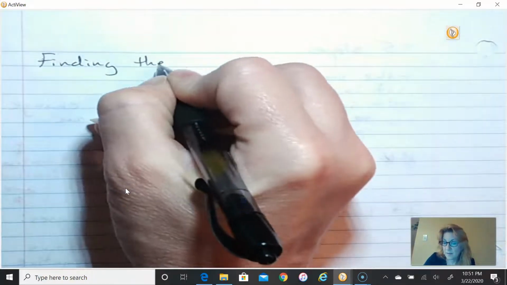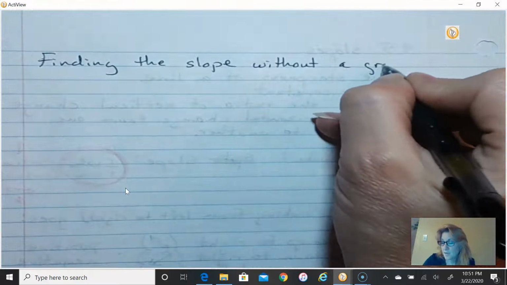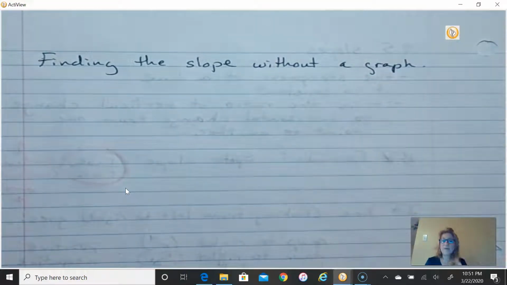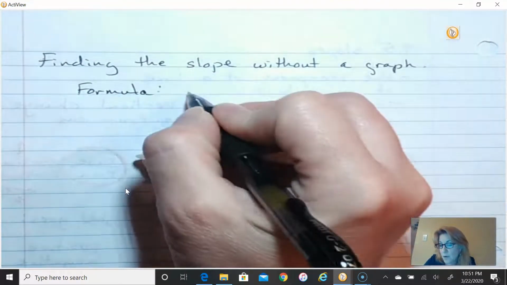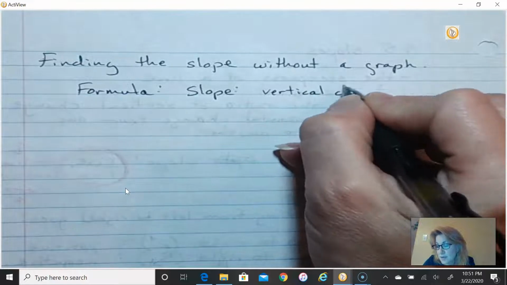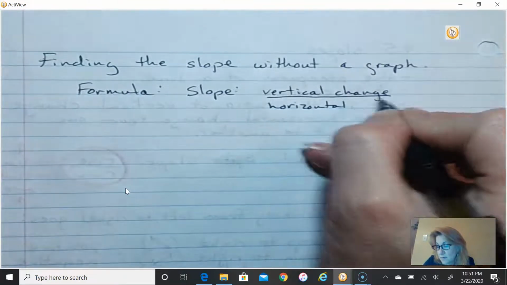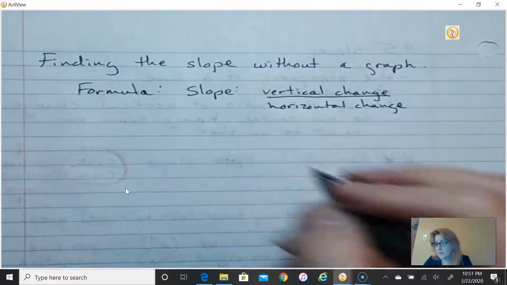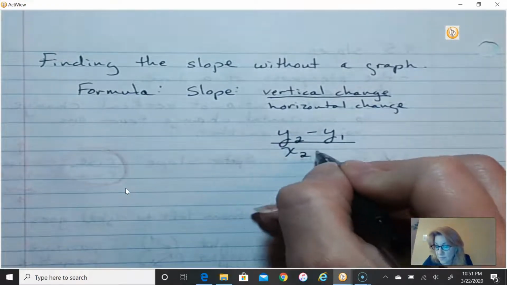Finding the slope without a graph. So what I told you before is if you had a graph, and we're going to do some examples, so don't panic. And I told you to find the slope just by looking at the graph. That's one thing. But what if they didn't give you the graph? The formula for a slope, it's vertical, remember, vertical change over horizontal change. And this one is y2 minus y1 all over x2 minus x1.